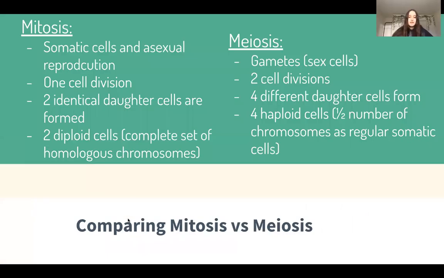Okay, so now we're going to compare the 2 cell divisions. So mitosis is done by somatic cells, for somatic cells and asexual reproduction, and it has just 1 cell division, and the end result is 2 identical daughter cells and 2 diploid cells, which have a complete set of homologous chromosomes. Meanwhile, meiosis makes 4 sex cells or gametes, and there are 2 cell divisions, and the end result is 4 different daughter cells, and it has 4 haploid cells, so it has half the number of chromosomes as regular somatic cells.